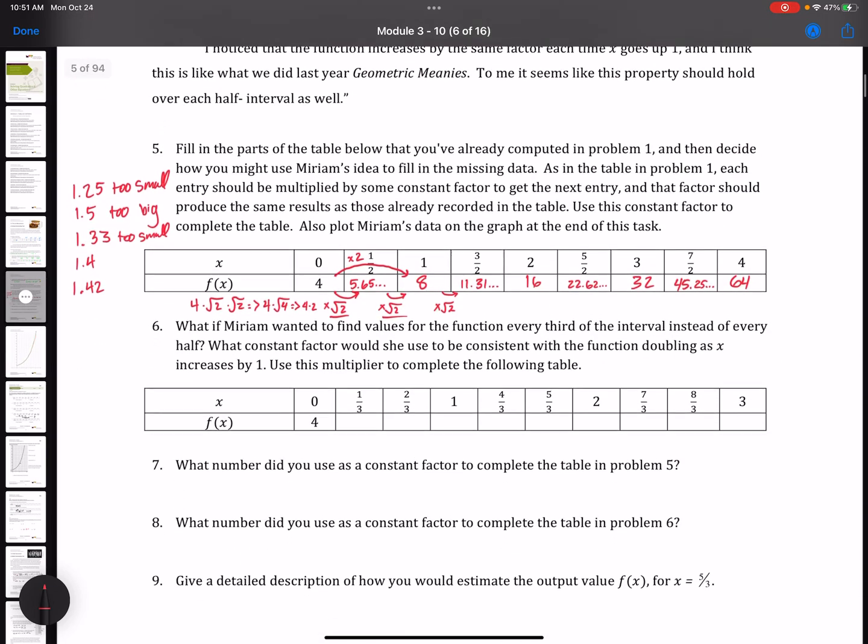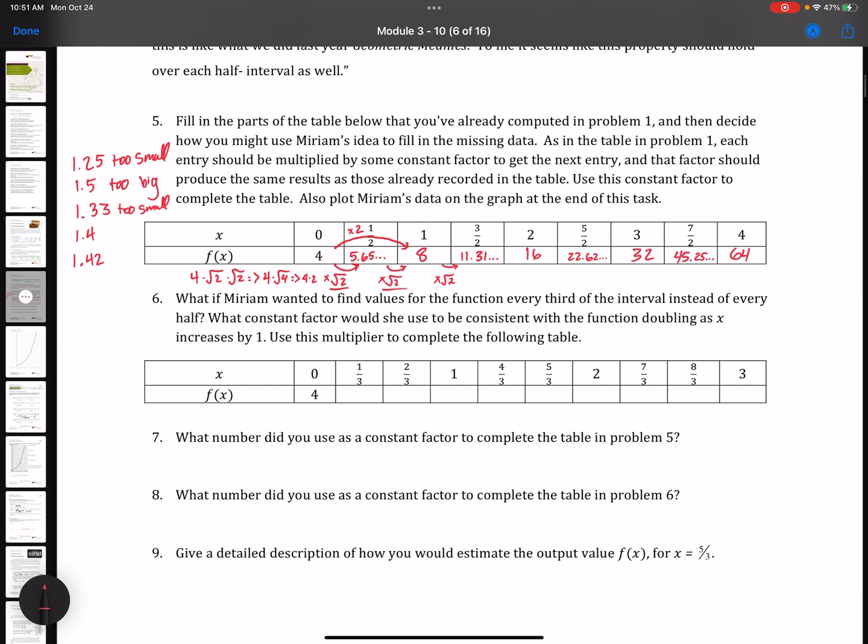All right, so we've got all those points plotted. Now, what if Miriam wants to find the values for the function every third interval? Get you to the square root of 3 now? Okay, let's try the square root of 3.